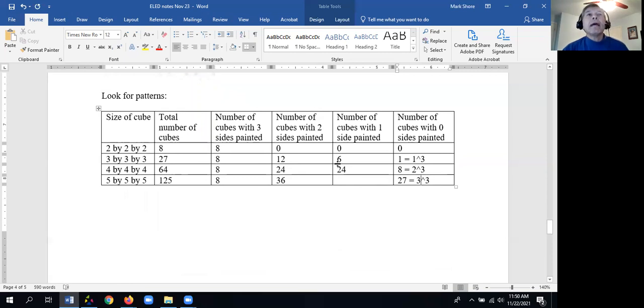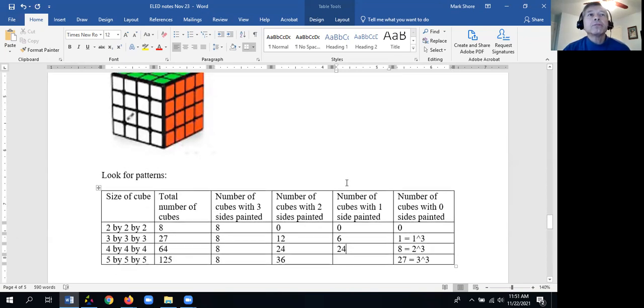Now, to get the pattern with the number of cubes that have 1 side painted, it's 6, 24, I mean, what's going on here? I know 24 is 4 times bigger than 6. But 4 times bigger than 24 would be way too big. It would add up to more than 125. So let's see how we got the 24, the number of cubes with one side painted on a 4x4x4.